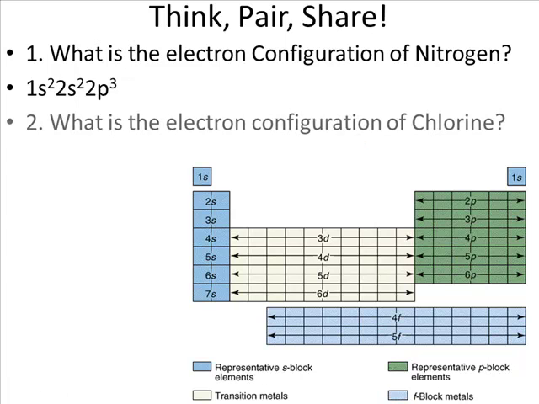Try number 2. Go ahead and pause. What is the electron configuration of chlorine? Got to find chlorine first. It'll come out to be 1s2, 2s2, 2p6, 3s2, 3p5.